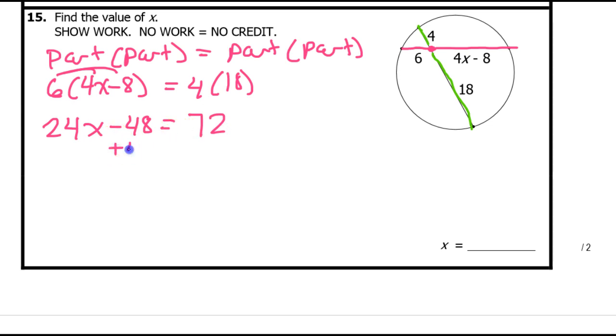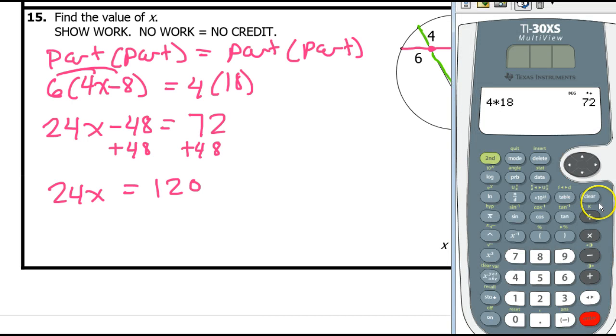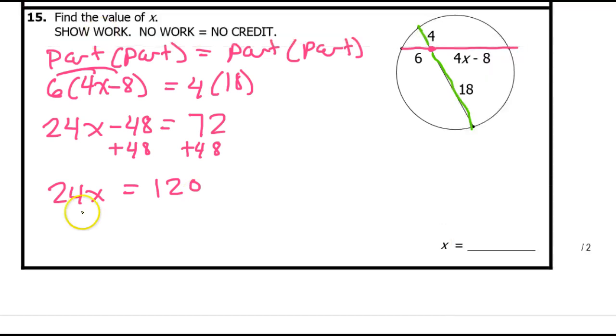So let's add 48 to both sides, and that'll give us 24x is equal to 120. Okay, and then we will divide both sides by 24.